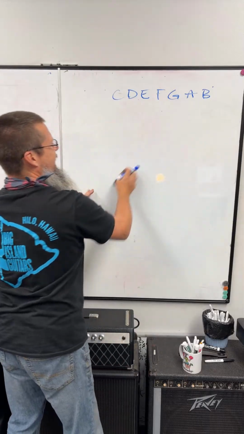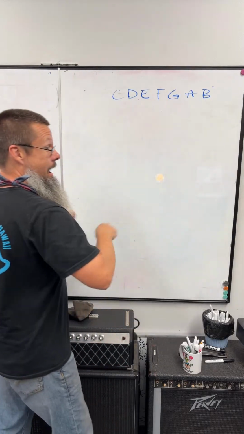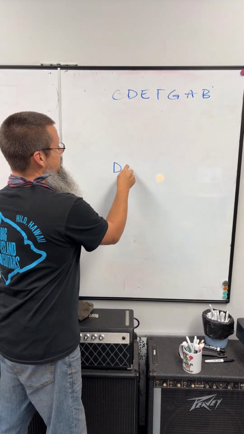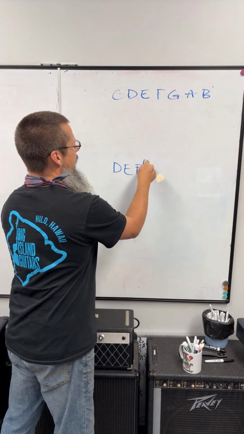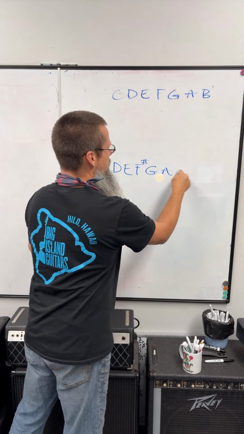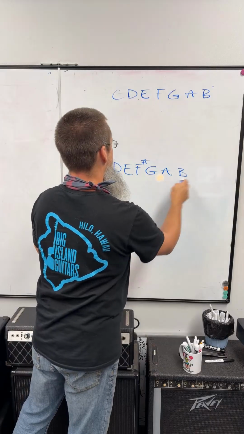Let's just look at it through the eyes of just this. Ready? You want to do D? Let's do D. How do you make any major a minor?